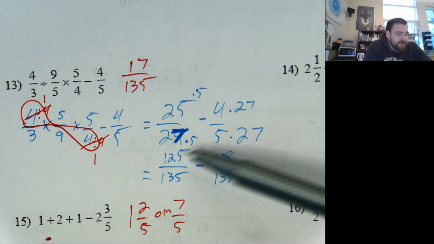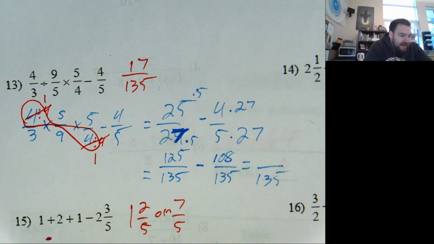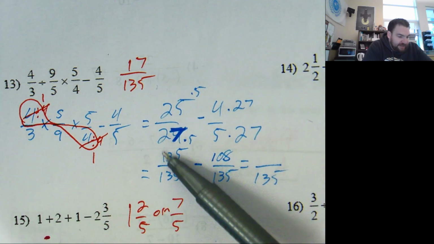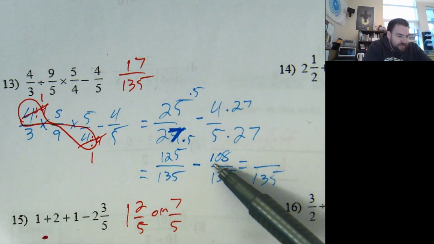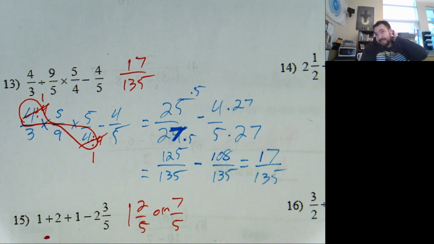And now I just subtract across the top. I leave the denominator alone. 125 minus 108 is the same thing as 25 minus 8, because the hundreds are going to cancel. So 25 minus 8 is 17. That's how I would do that question without a calculator.